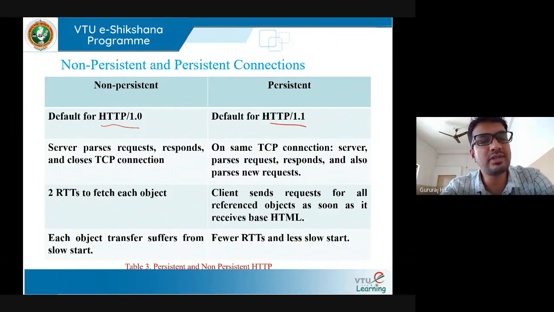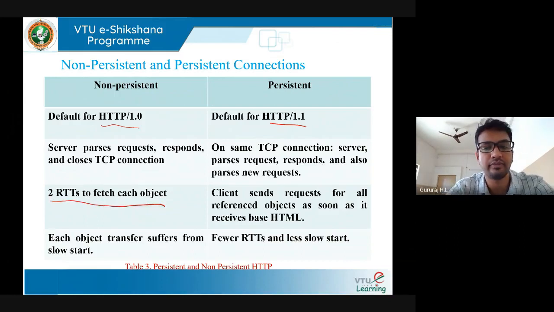For non-persistent communication, how many RTTs do I require? I require at least two RTTs to fetch each object. But in the case of persistent, we require very few RTTs and we can have the operation very fast. That is a major difference between non-persistent and persistent communication. Persistent communication uses a default version of 1.1. Non-persistent communication uses a default version of 1.0. Non-persistent communication uses at least two RTTs to fetch each object, but in the case of persistent, it's not compulsory. Very few RTTs are required to fetch the object.